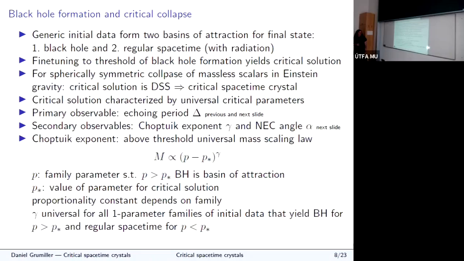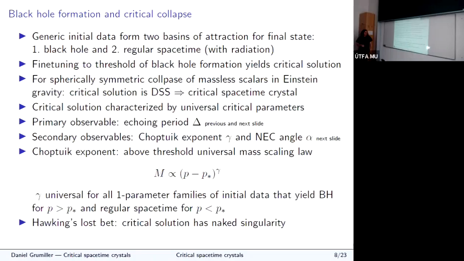Good. So the Choptuik exponent is defined as follows. If you're slightly above the threshold of black hole formation, then you get a black hole with some mass. And the mass turns out to scale in this way: (P minus P star) to the power gamma. P star is the critical value of the parameter, and you have a one-parameter family of initial data. P is the parameter of this family, which is always bigger than P star. And gamma is a pure number, and that number doesn't depend on the family that you choose. So this is the universal critical exponent that has a specific value for any given model.